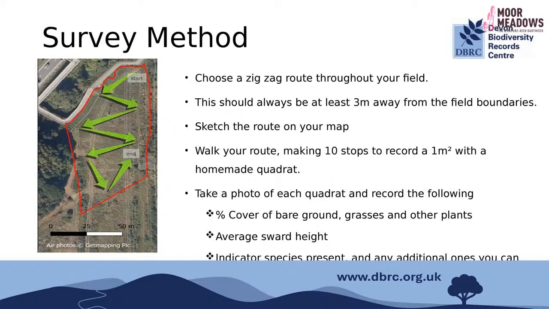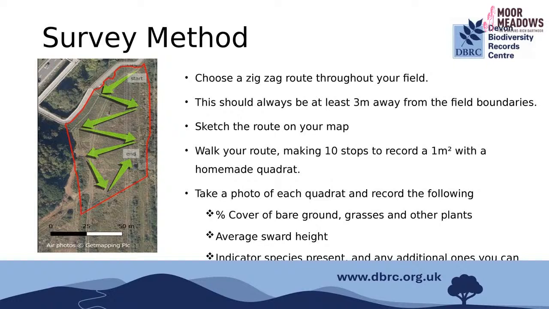But then the other measurements we ask are grassiness. So this is the total cover of grasses and white clover, just a broad category. We ask for the coverage of bare ground and the average sward height. By that I mean essentially the average height of the vegetation. So these measurements are really subjective, so try not to overthink it, but just do your best.